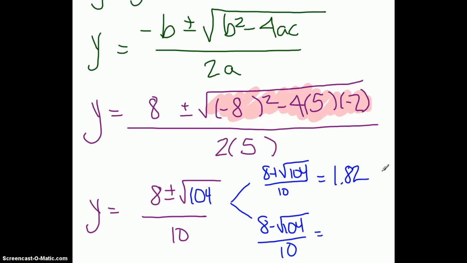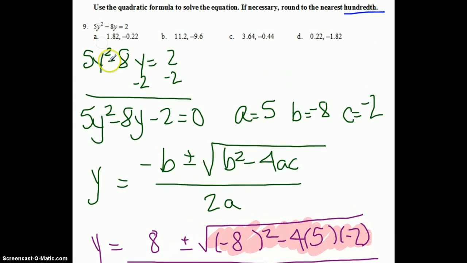Then the other one, 8 minus the square root of 104, divided by 10, is going to give me -0.2198, keeps going. So on this one, I'm going to round to -0.22. So let's go check ourselves up here. Okay, so 1.8, -0.2, this is the only one that it would be.